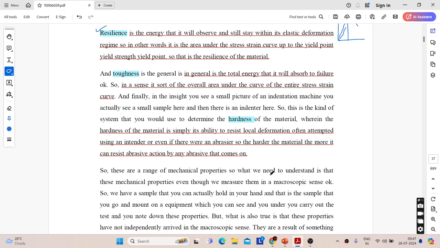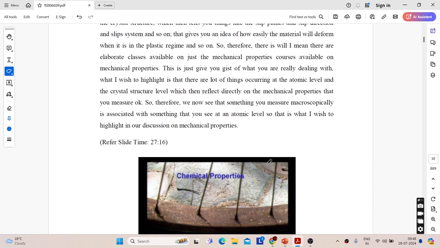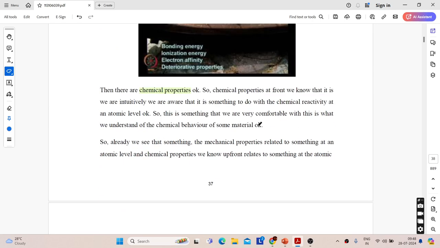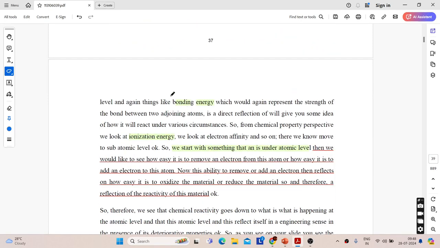Hope you understood this part. Now we will go to the chemical properties. In chemical properties we have to know about the bonding energy, ionization energy, electron affinity and derived properties. Mainly the bonding energy and ionization energy, then we would like to see how easy it is to remove an electron from the atom, or how easy to add an electron to the atom. So that is both energies.